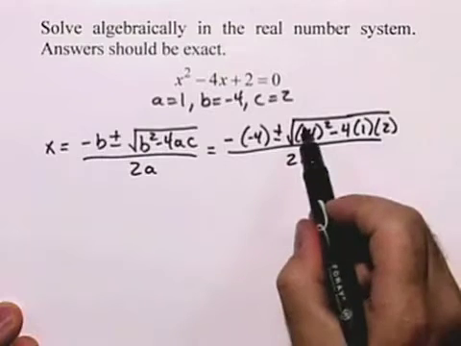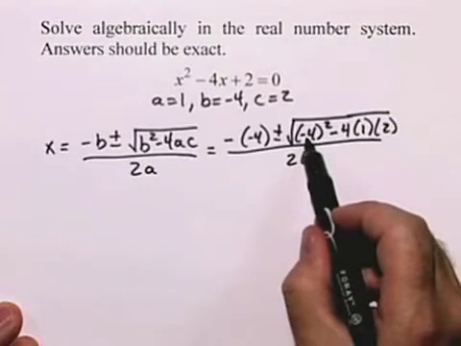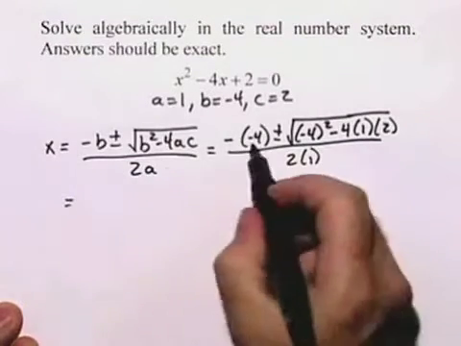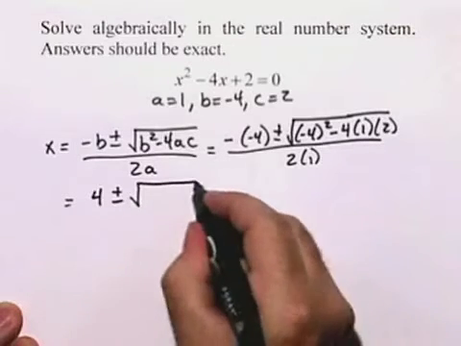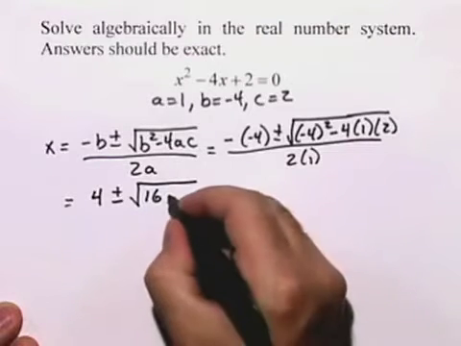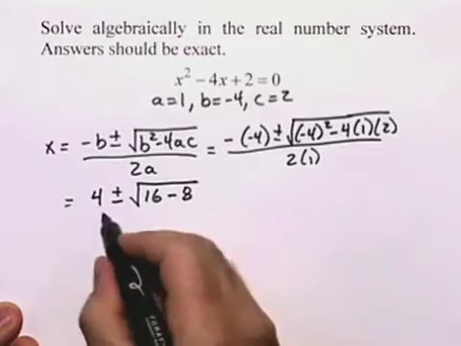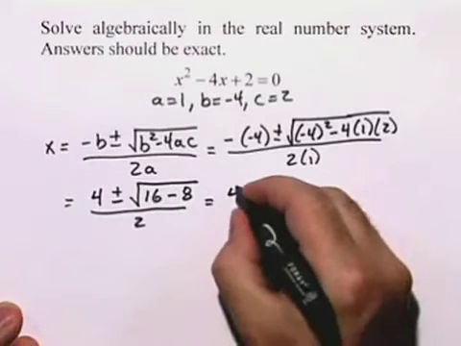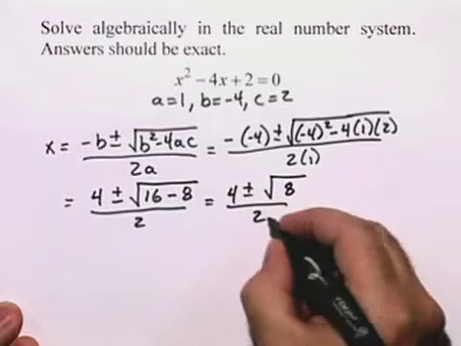When writing this, it's important to put this -4 in parentheses, so remember we're squaring the negative as well and not just the 4. So it'll give us -(-4), which is a +4, plus or minus the square root. Now here (-4) squared will be a +16. And we'll have -4 times 1 times 2, which is -8. And all that's over 2. So it gives us 4 plus or minus the square root of 8 divided by 2.